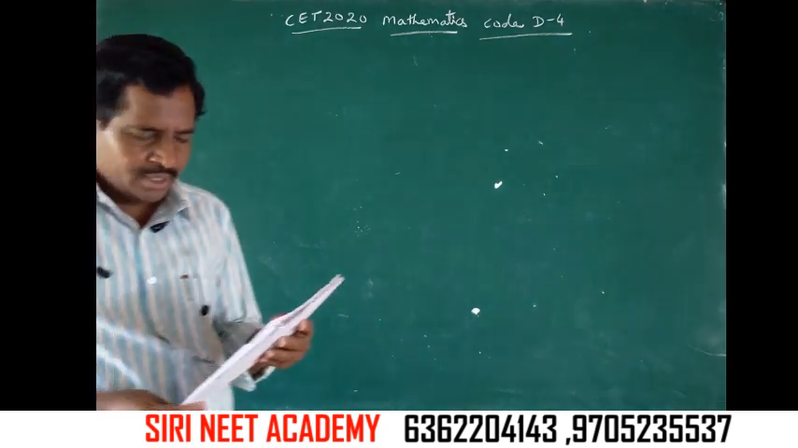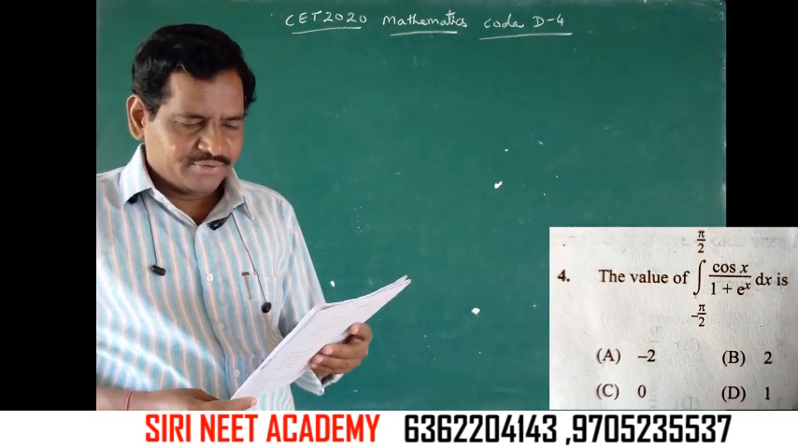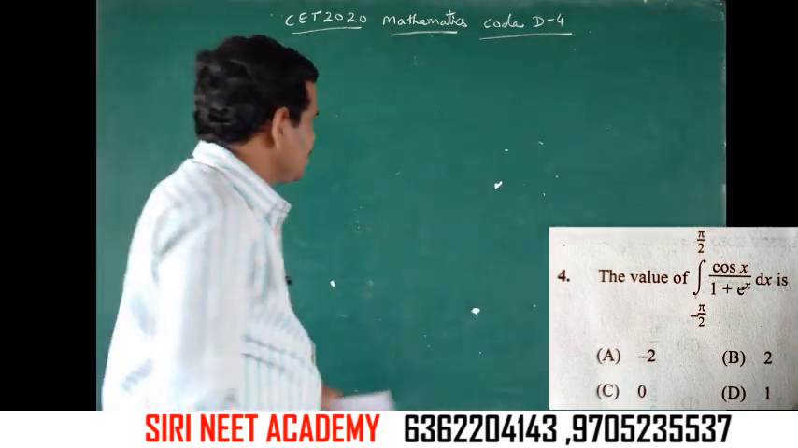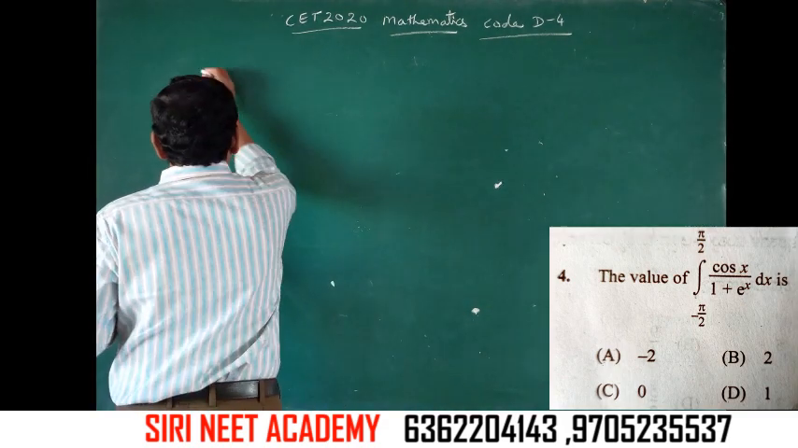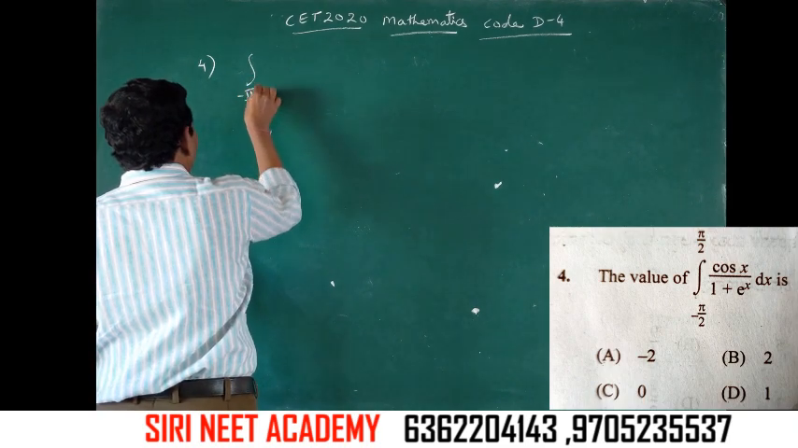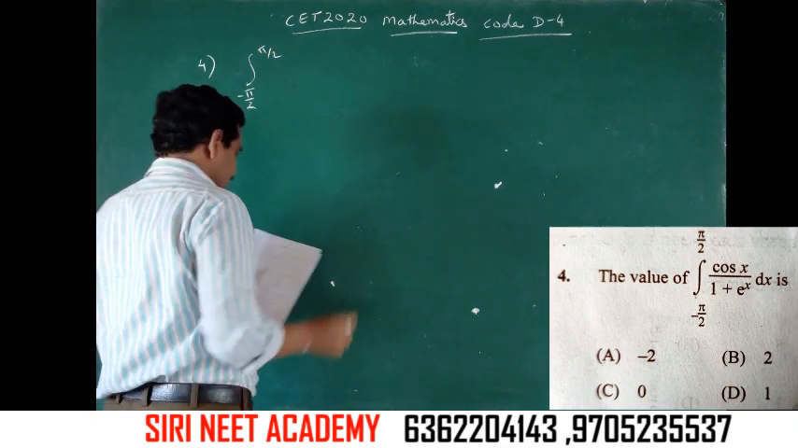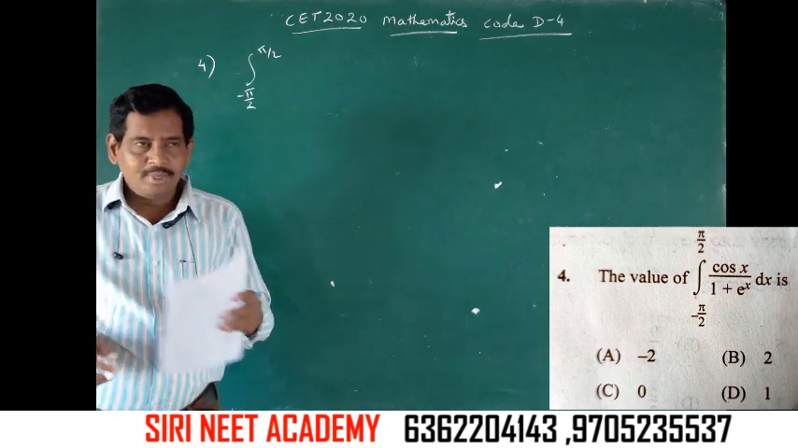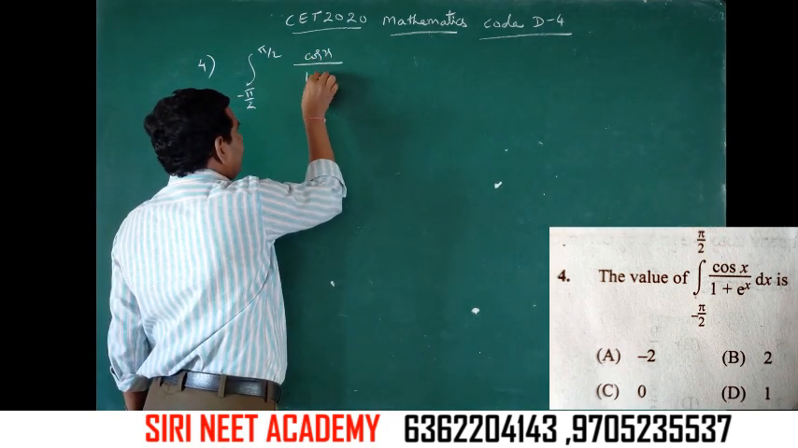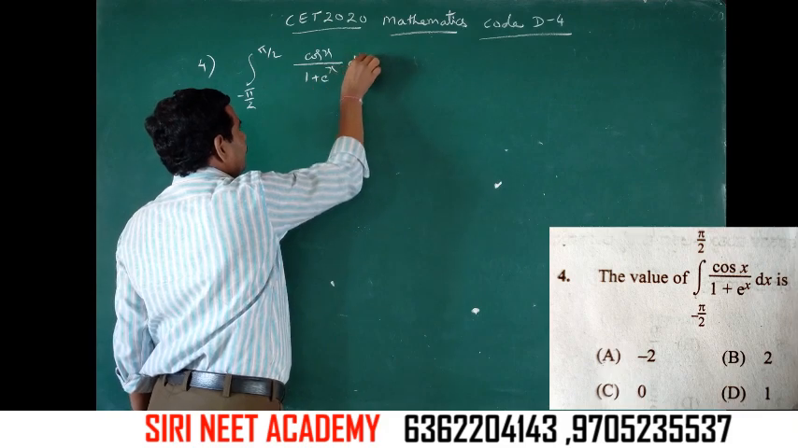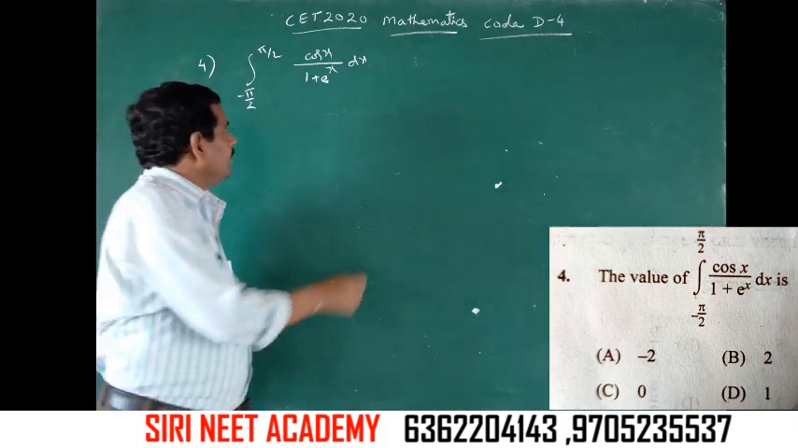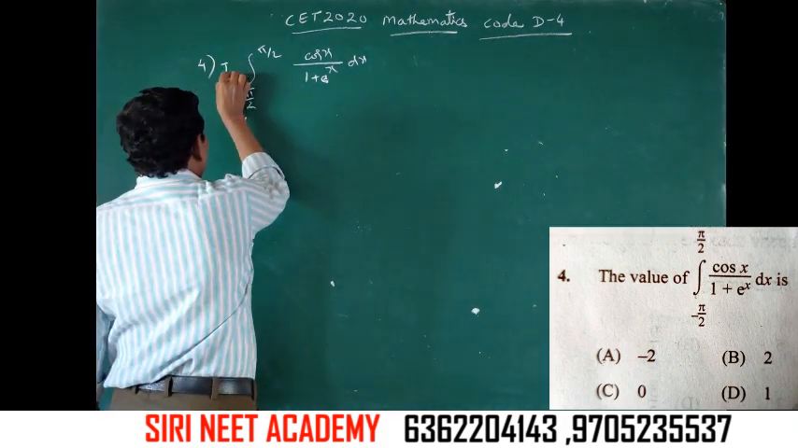Question number 4. Again from definite integration. The integral from -pi by 2 to +pi by 2 of cos x by (1 plus e power x) dx. Suppose this one is equal to I.